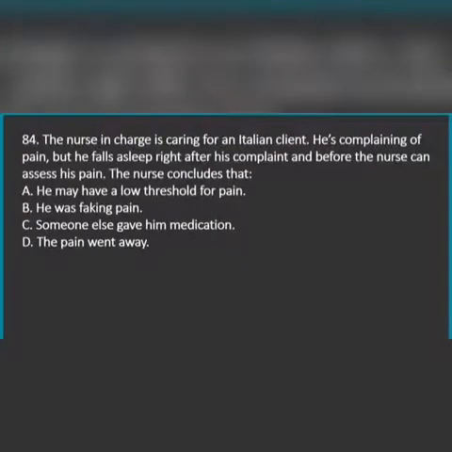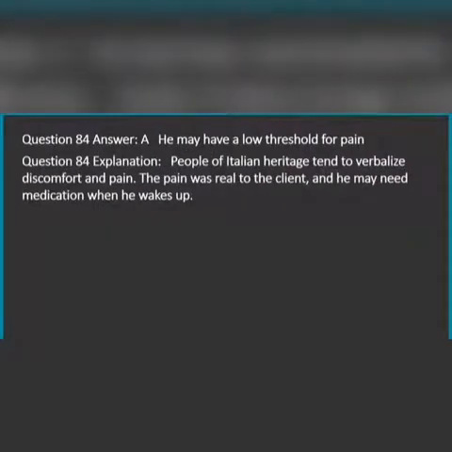Question 84. The nurse in charge is caring for an Italian client. He is complaining of pain, but he falls asleep right after his complaint and before the nurse can assess his pain. The nurse concludes that A. He may have a low threshold for pain. B. He was faking pain. C. Someone else gave him medication. D. The pain went away. Question 84 Answer: He may have a low threshold for pain.